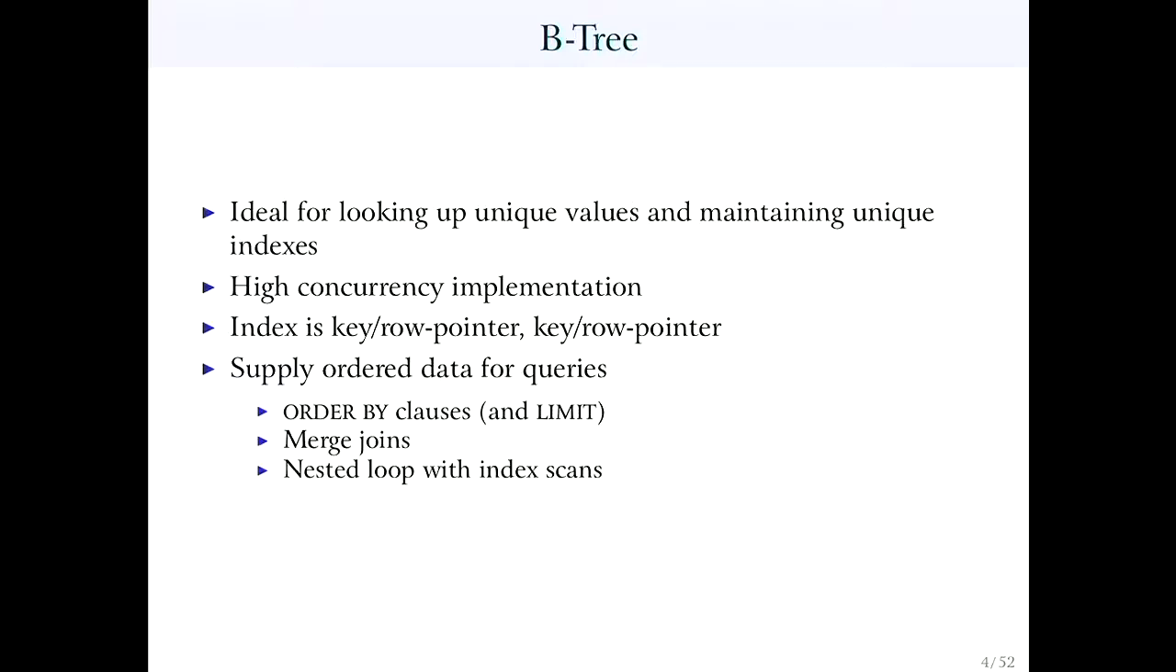But again, btree, great for high concurrency. The index is basically key and then some kind of row pointer, and key and row pointer all the way down. Great for single lookups, even range lookups. Order by, of course, makes a lot of sense for btree. Merge joins make use of these btree operators because they present a single linear ordering of your results. If you're curious about merge joins, I do have an explaining the Postgres optimizer talk on my website that covers that. And also nested loop with index scans.